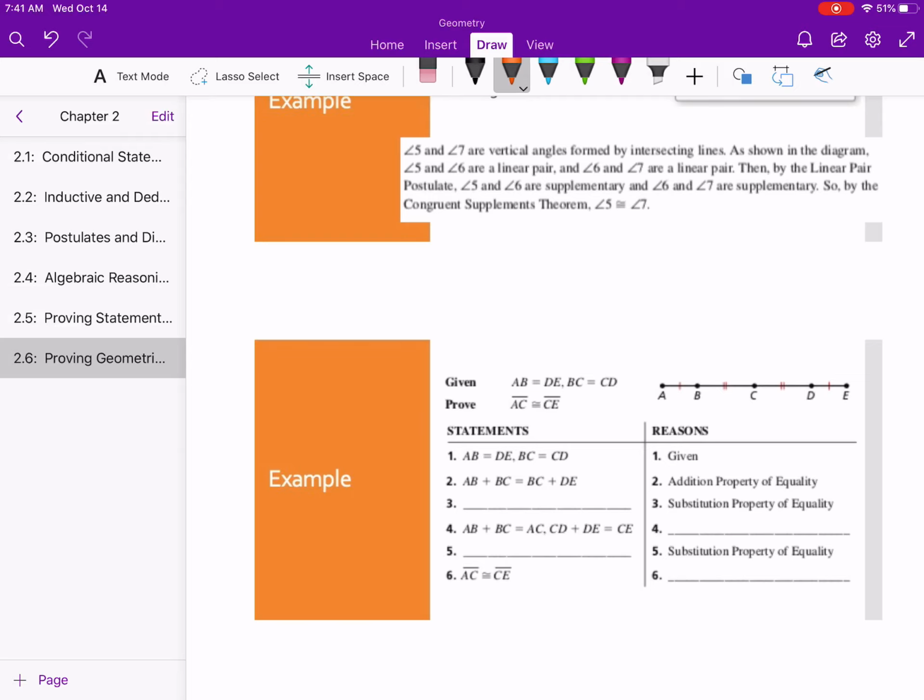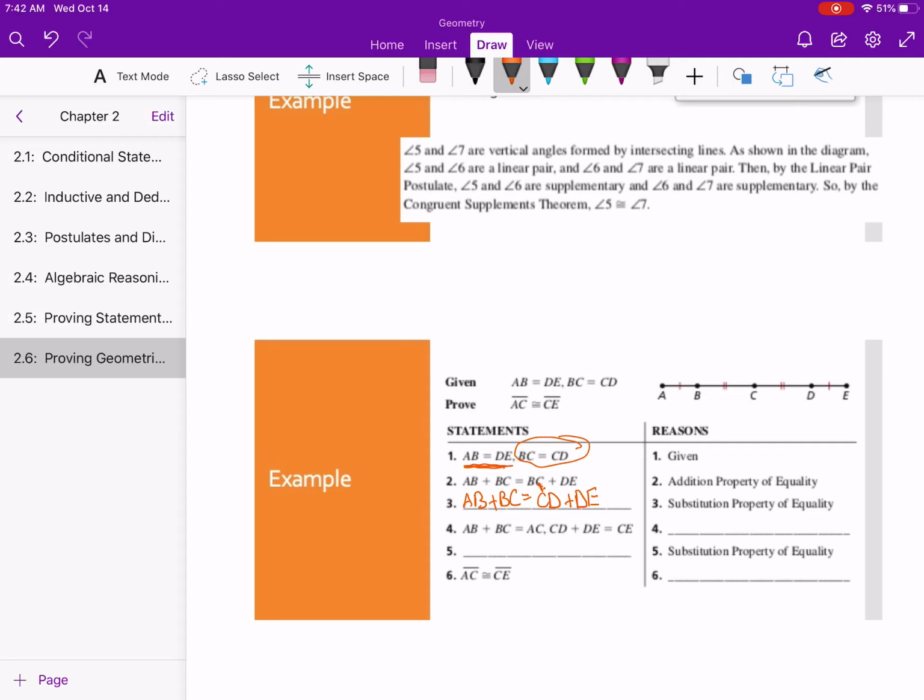So statement 2, AB plus BC equals BC plus DE. All we did is we took this and we added BC to both sides, so that's the addition property of equality. From there, we can say that AB plus BC is equal to CD plus DE. Because we know BC is equal to CD, we can substitute them for each other. So that's the substitution property of equality.